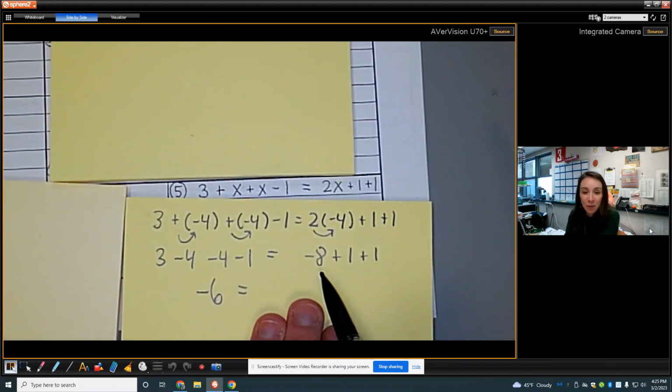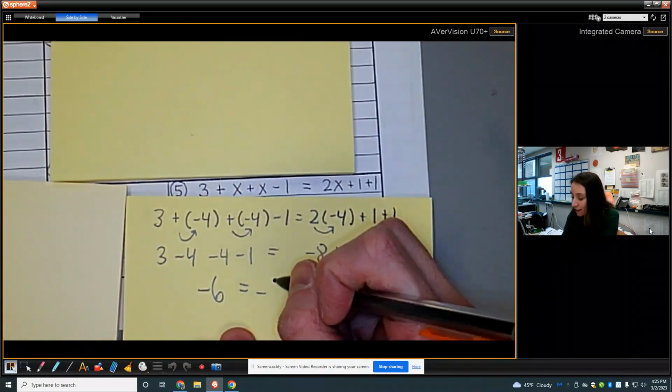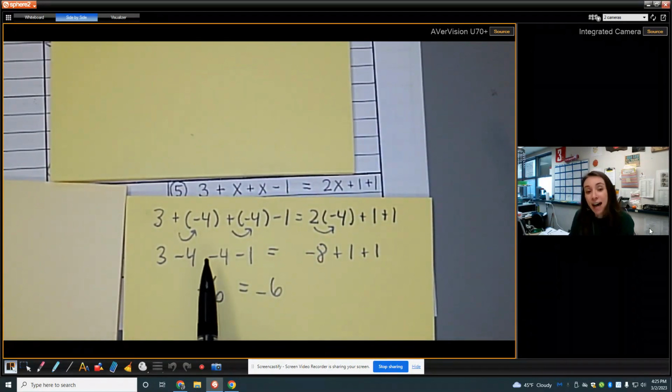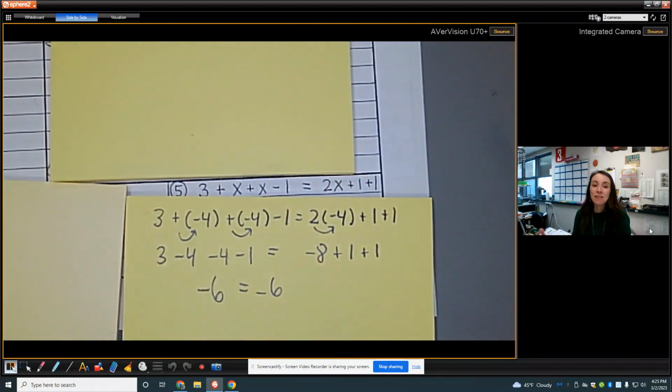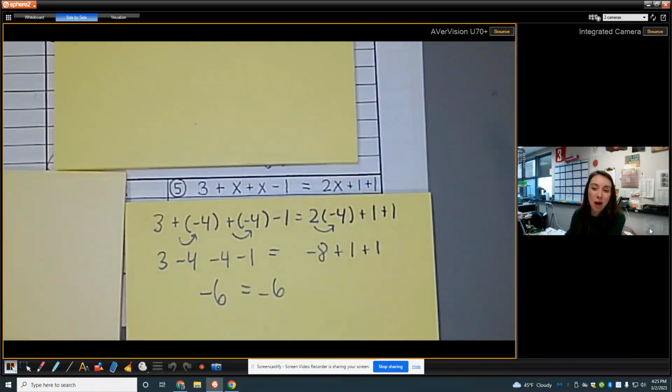Now the right-hand side of the equal sign. Negative 8 plus 1, that's negative 7. Negative 7 plus 1 is negative 6. So x equals negative 4 is one of the infinite solutions to this math problem right here.